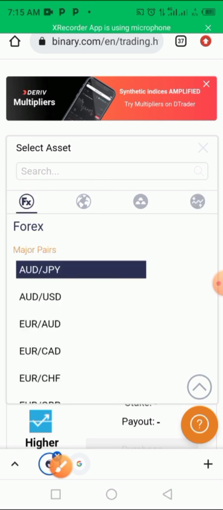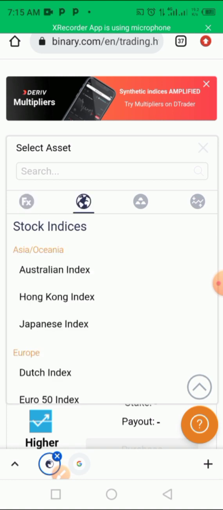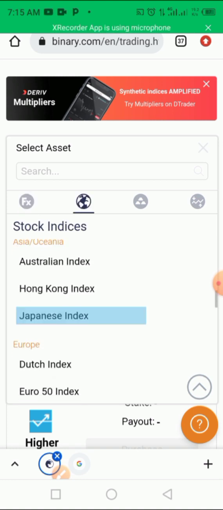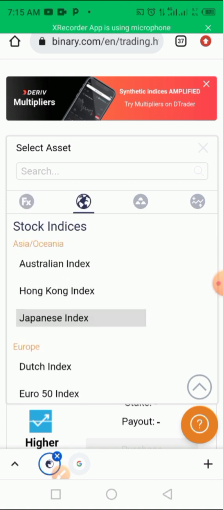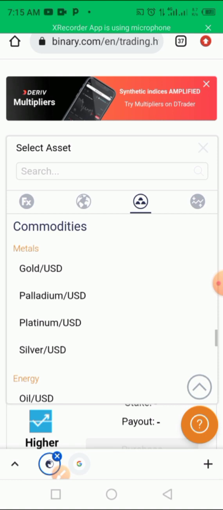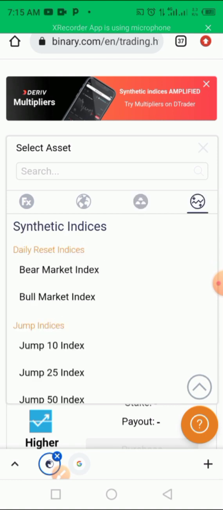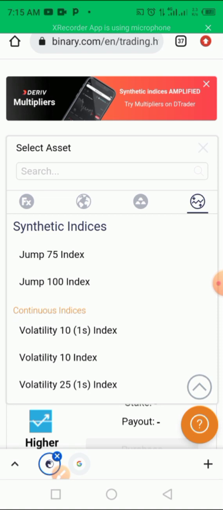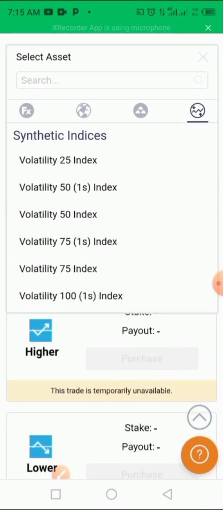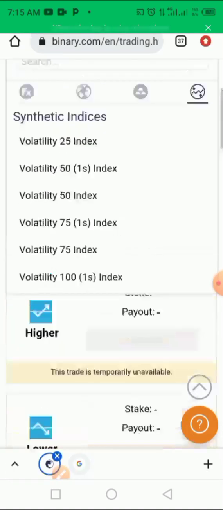So you can see this one is for currencies, while the second one is for stock index, while the third one is for gold, while these are volatilities. So let me just focus on the volatilities, but you can trade them both on currencies, whichever way.